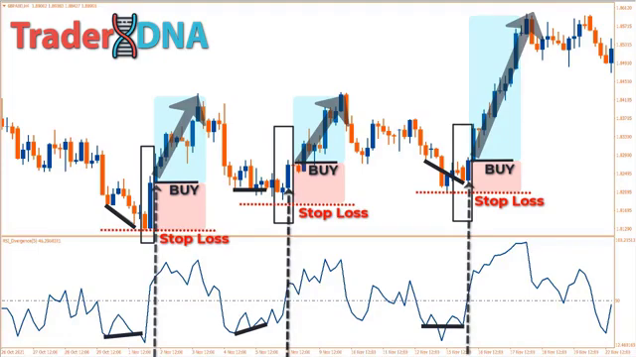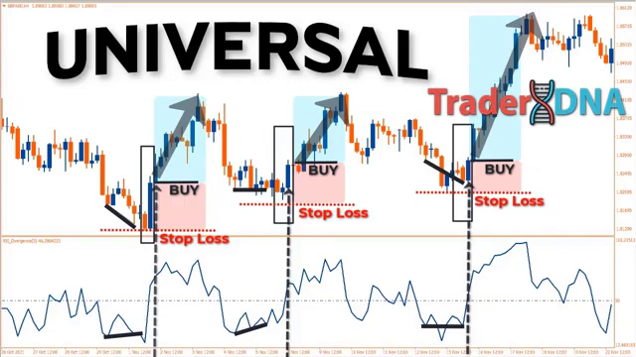The best part is, divergence is universal. It works in many markets across all time frames. So using the RSI divergence indicator to find exhausted trends helps to improve the odds of a reversal trade. It generates fewer signals but very high accuracy.